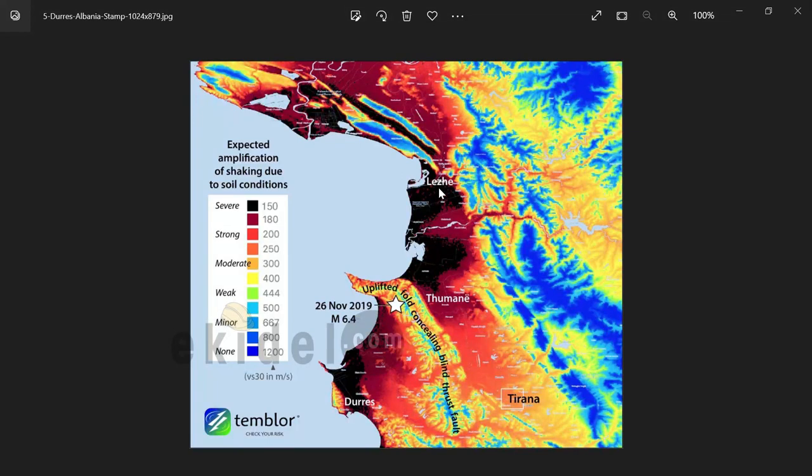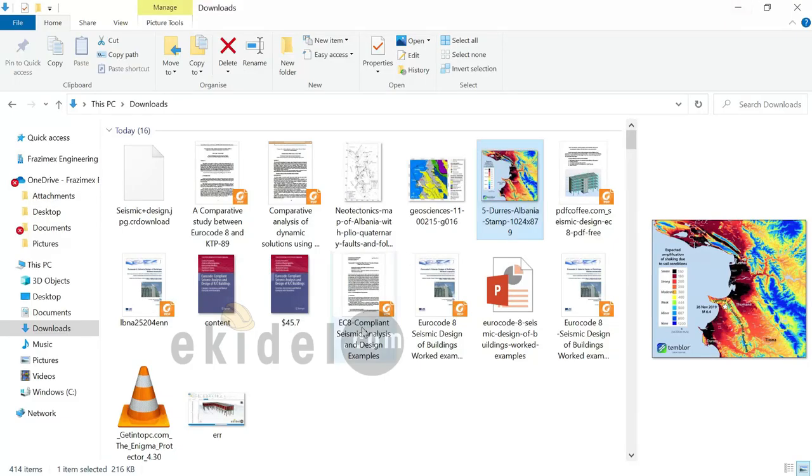A region like Lezhe, I think. Yes, that place was majorly affected too. Then I was also seeing that in your country you have a code called KTP 89. That's your seismic code, right? Yes, that's our seismic code, from 1989. But I saw that it has some issues, because it's very old and doesn't consider the soil factor. That's a major issue, and hardly anyone uses it.